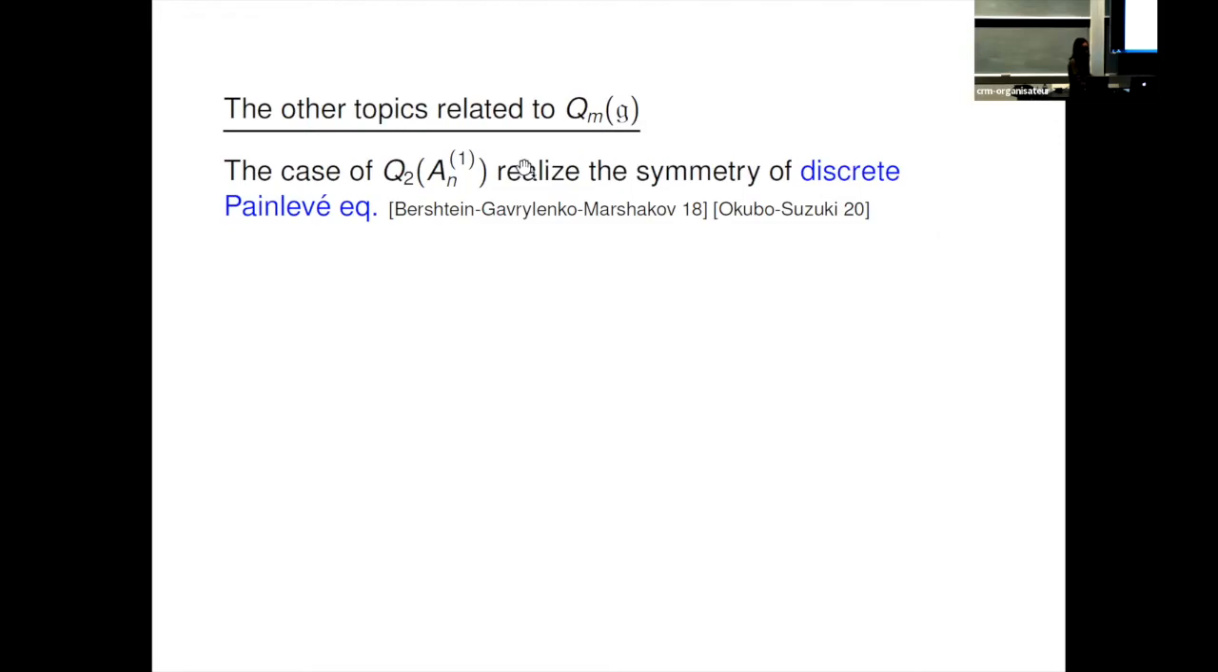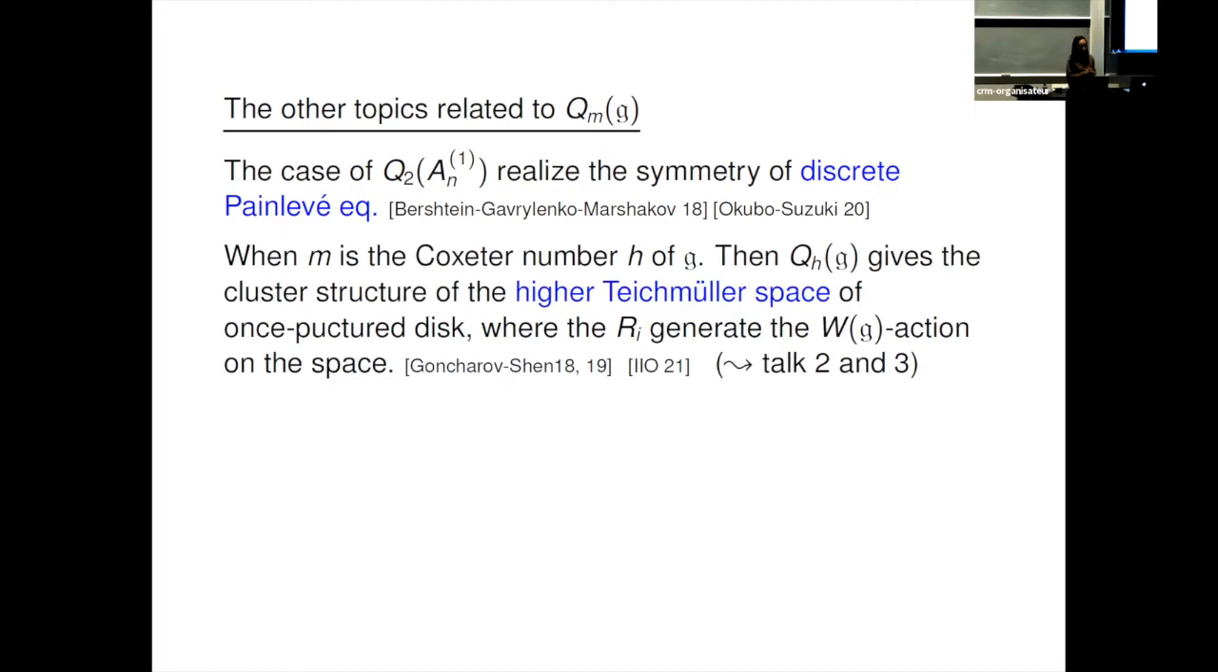When M is 2 and G is affine A-type, then this quiver realizes the symmetry of the discrete Painlevé equation. Recently, this was studied by these people. As you know, the discrete Painlevé equation or its generalization always has a Weyl group symmetry, and this is realized by using this quiver. And another topic is that when the period M is the Coxeter number H of the Lie algebra G, then this quiver Q_{H,G} gives the cluster structure of the higher Teichmüller space of a once-punctured disk.